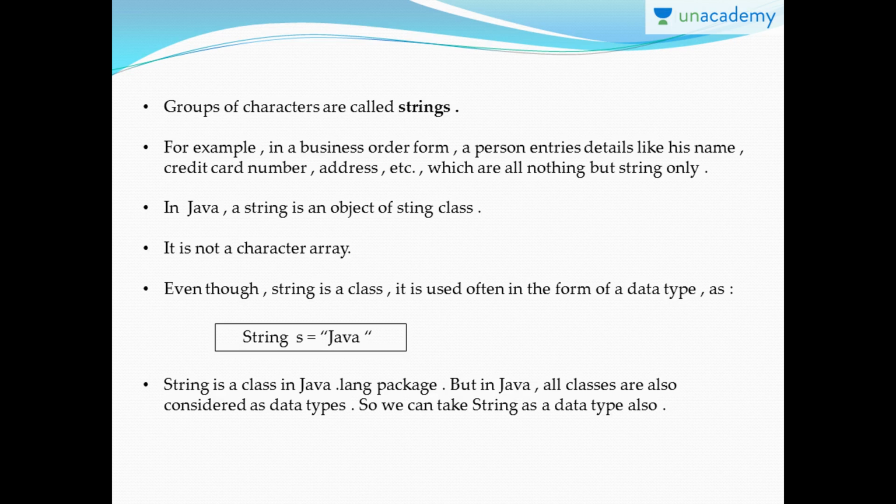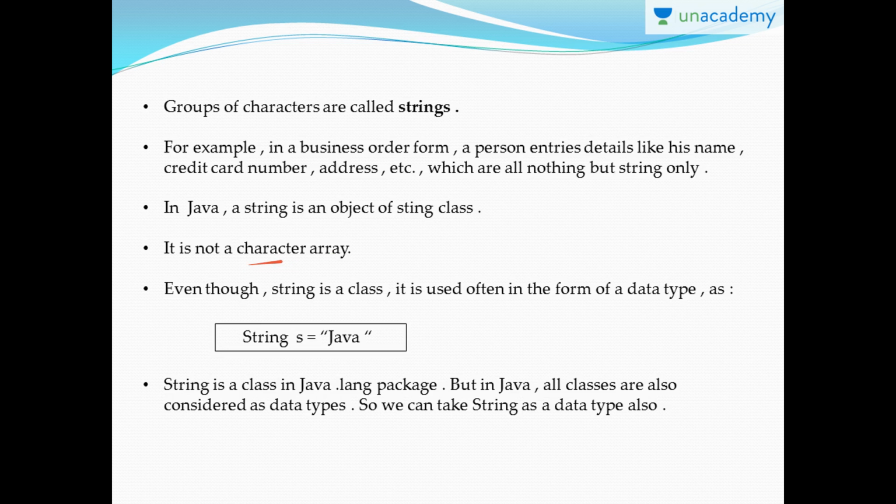Okay. As I said, a group of characters is called a string. For example, in business order forms, person entity details like names, credit card number, address, etc., are all nothing but strings. In Java, a string is an object of the String class. It is not a character array. Please remember, string is not a character array.